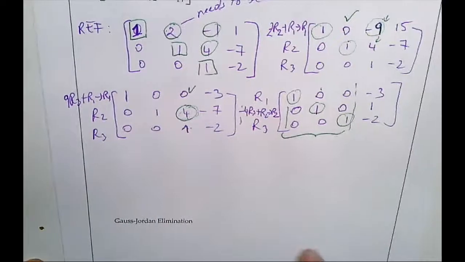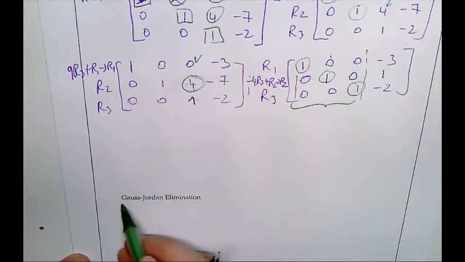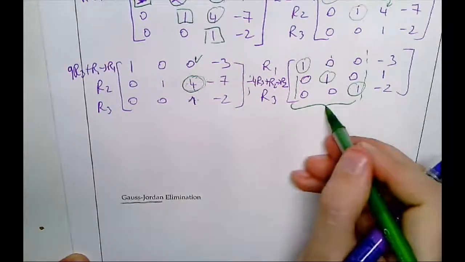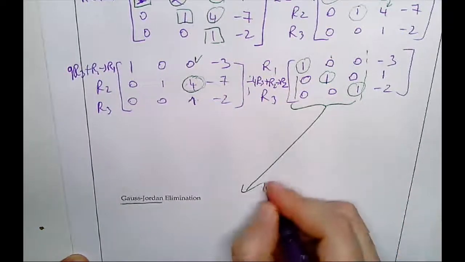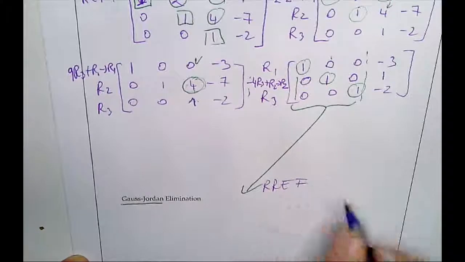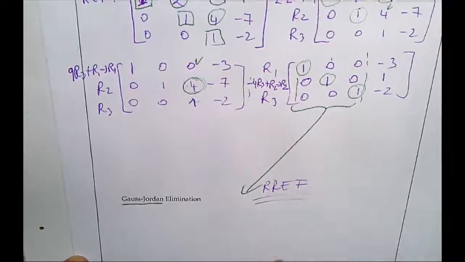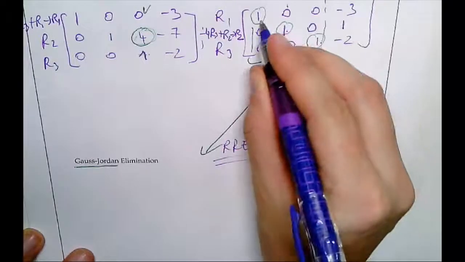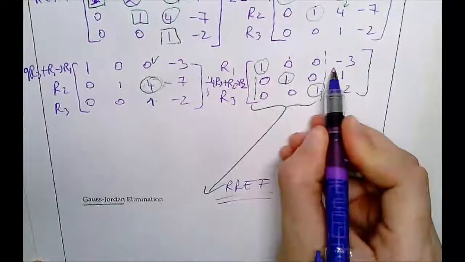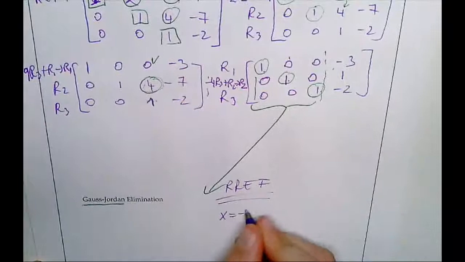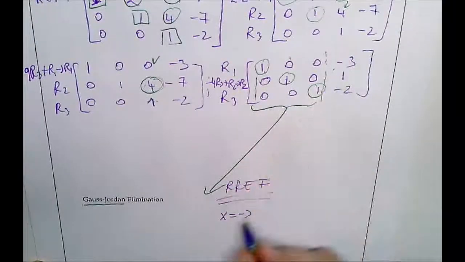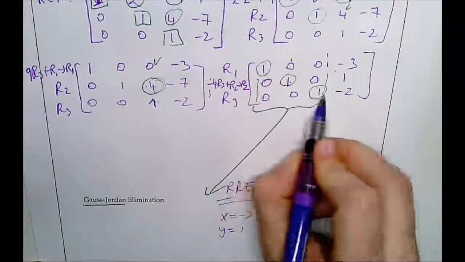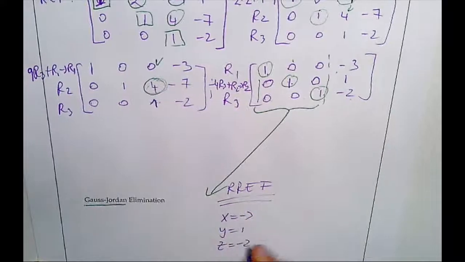So how is this going to help us to solve the system easier? This is called Gauss-Jordan elimination. If you look at this row reduced echelon form, it is going to give you the solution straightforward. This is for z, this is for y, this is for x. So x is negative 3, y is 1, and z is negative 2. So the solution is negative 3, 1, negative 2.